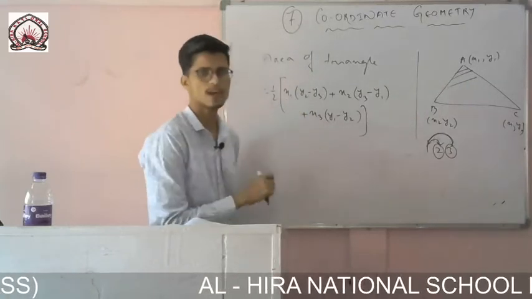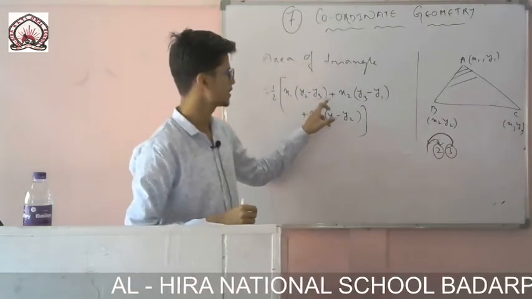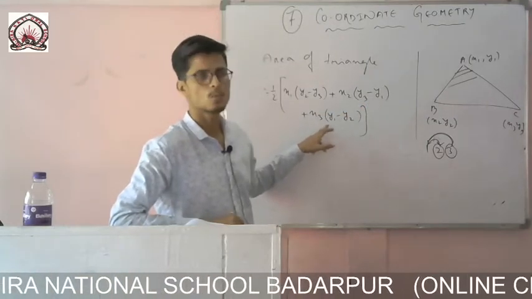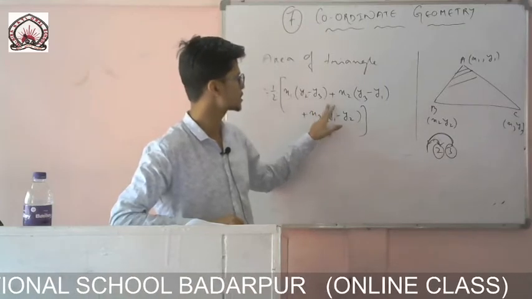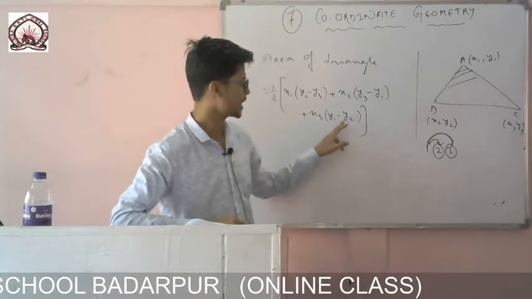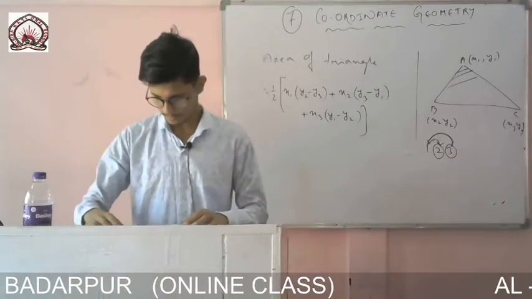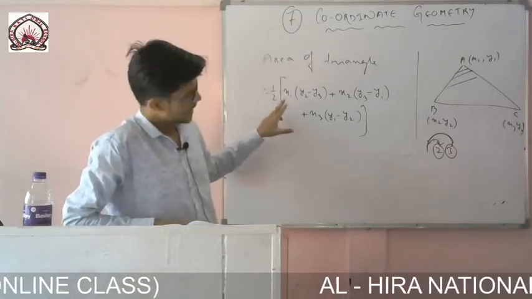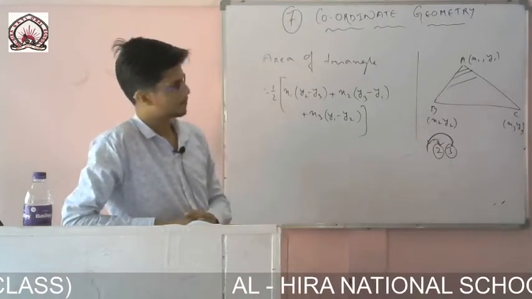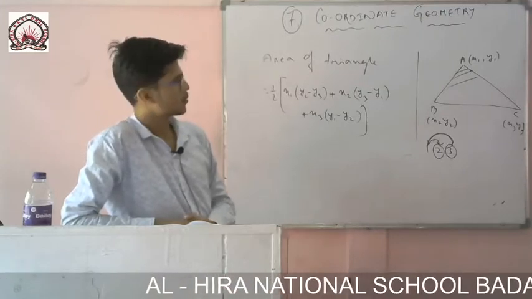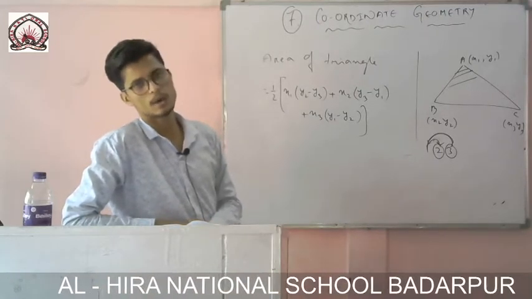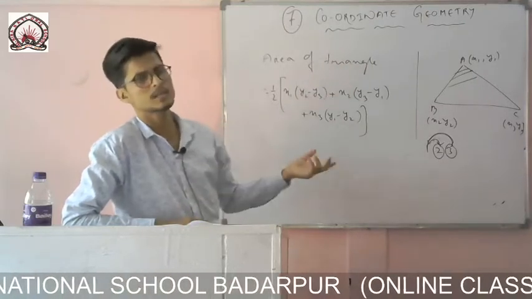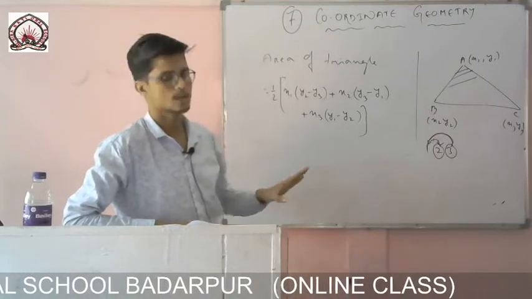So it will be half into x1 (y2 minus y3) plus x2 (y3 minus y1) plus x3 (y1 minus y2), 1 2 3, 2 3 1, 3 1 2. So this is the formula. Half into x1 (y2 minus y3) plus x2 (y3 minus y1) plus x3 (y1 minus y2). So whenever the question is given, find the area of the triangle, and 3 coordinates are given, you can easily use the formula to find the area of the triangle.